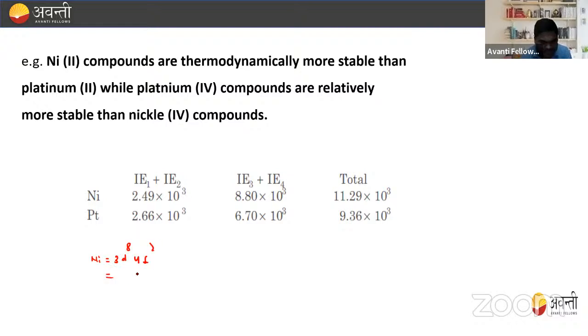So for ionization enthalpy 1 and 2, on removing the 2 electrons it will become 3d8. So nickel 2 compounds are thermodynamically much more stable than platinum 2, while platinum 4 compounds are relatively more stable than nickel 4. It is basically due to the value of the ionization energy. So those having higher ionization enthalpy values are much more stable as compared to those having a lesser amount of ionization enthalpy.